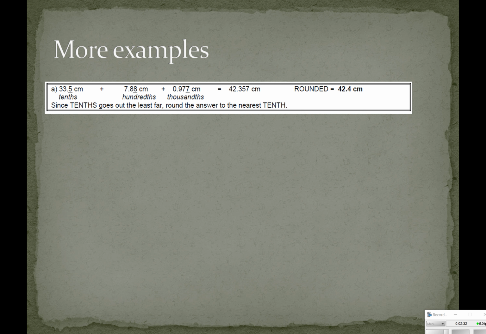Now this is an example from start to finish of adding 3 different numbers together with different levels of precision. You can see here, the first number is in the tenths, the second one in the hundredths, the third one in the thousandths. So when we add these together and we get an answer, what we want to do is round it to the least precise number, which in this case is this first number because it only goes to the tenths. We don't know in that number 33.5 what the value is of the digits coming after, all the way to the thousandths.